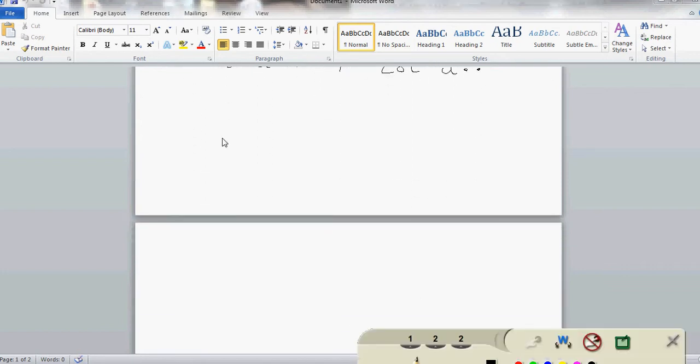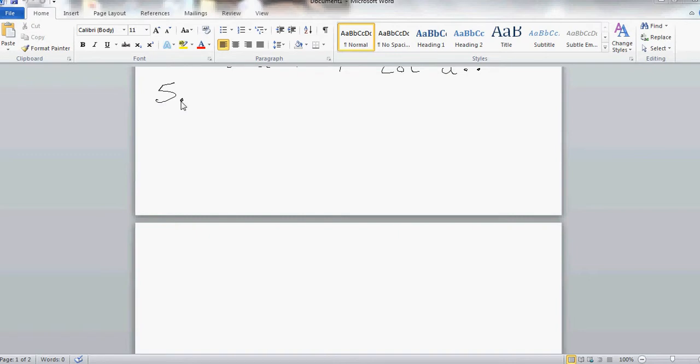Hopefully I'll have enough room here. Example number 5 is the secant of u minus the tangent of u, that quantity, times the quantity secant of u plus tangent of u, and that all better equal 1.